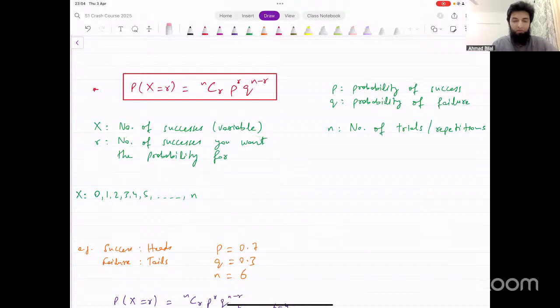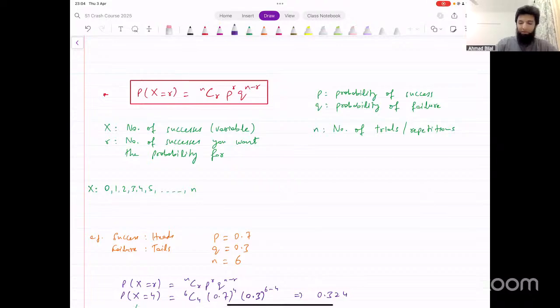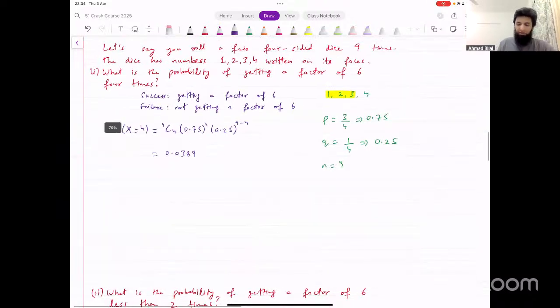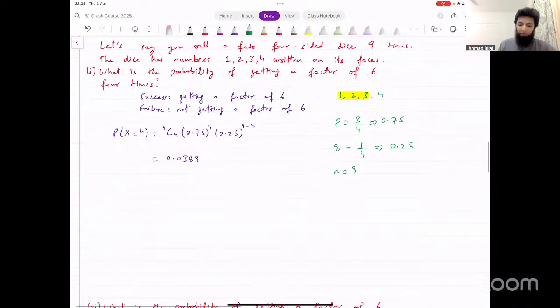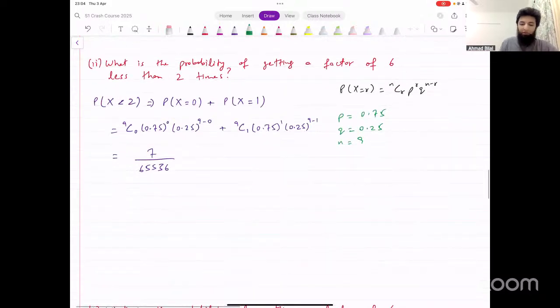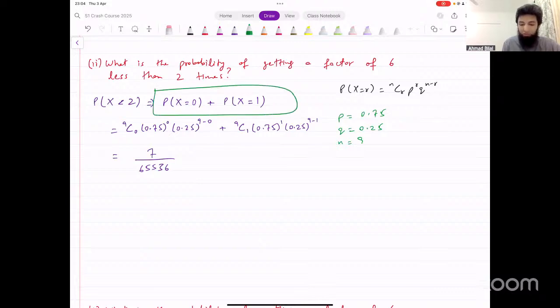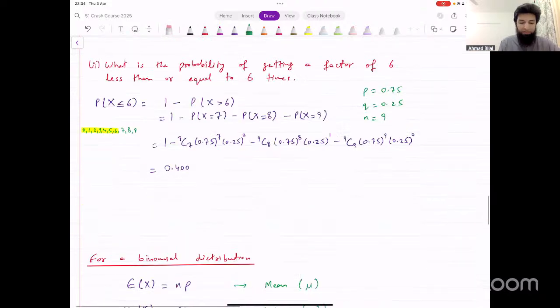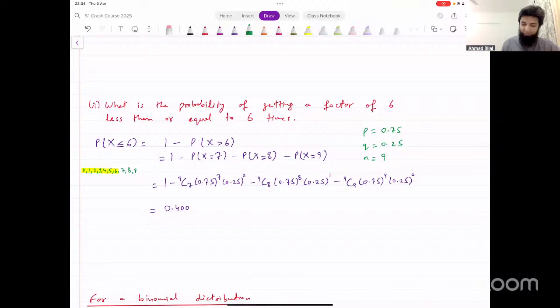Okay. And then we looked at some questions on this. When you had to find the probability of getting 4 successes, we just used the formula as it is. But if you were looking for the probability of getting less than 2 successes, in that case, we said you would have to add up these two probabilities, 0 successes and 1 success.